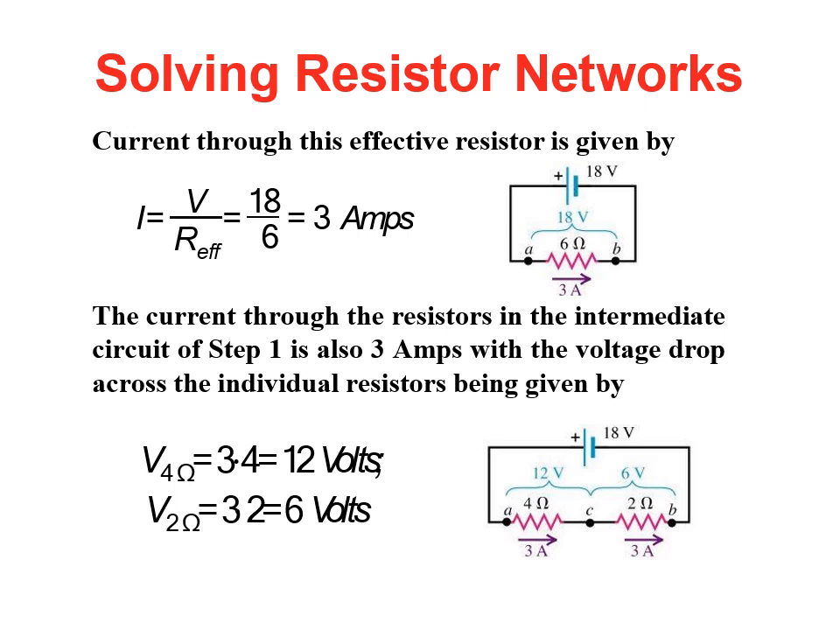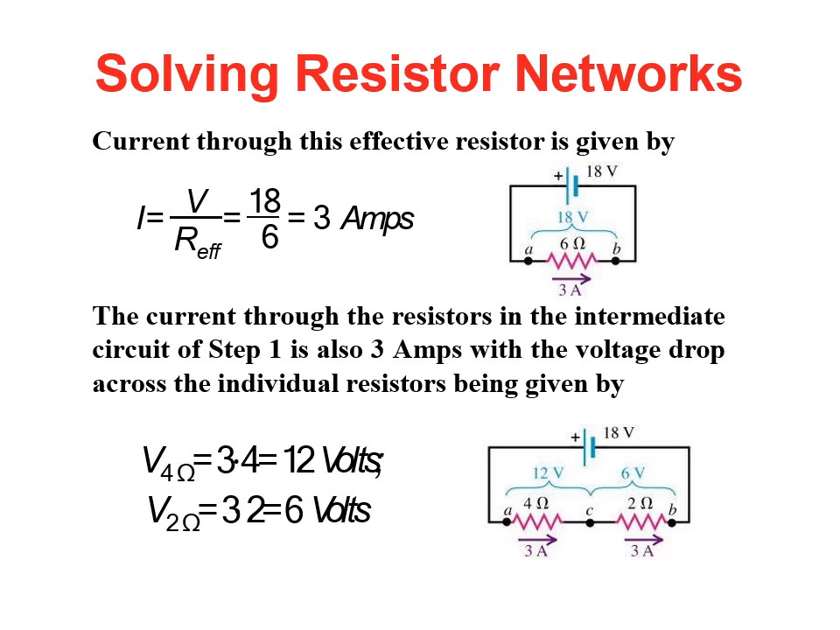So the current through the resistors in the intermediate circuit of step 1 is also 3 amperes, meaning that the current in resistor 2 that we calculated before is equal to 3 amps as well. The current in resistor 2 and in resistor 4 will both be 3 amps because they are in series. Then you can calculate the voltage drop across the individual resistors. V for 4 ohm will be equal to I times R, so 3 amps times 4 ohms is equal to 12 volts. Then the voltage drop across resistor 2 will be equal to 3 times 2, which is 6 volts.